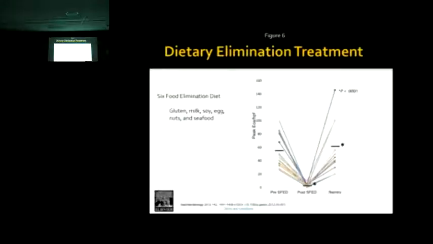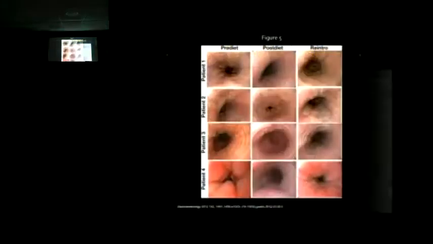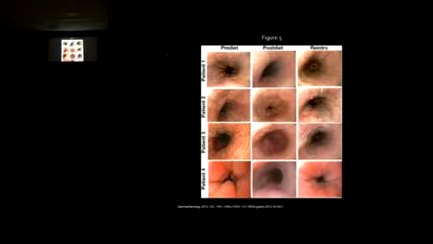Six-food elimination diet. This was published back in 2012. Looking at peak eosinophils, and then starting the six-food diet. This is gluten, milk, soy, egg, nuts, and seafood. So starting that out, and then as little as a month later, biopsying them and seeing this dramatic drop in their eosinophils as well as their symptom scores, and then reintroduction of food with a corresponding rise up. So the biopsy, as well as the figure and the visual of the EoE, with left being the pre-diet, middle being the post-diet, and then reintroduction being the latter, where the symptoms have reoccurred.